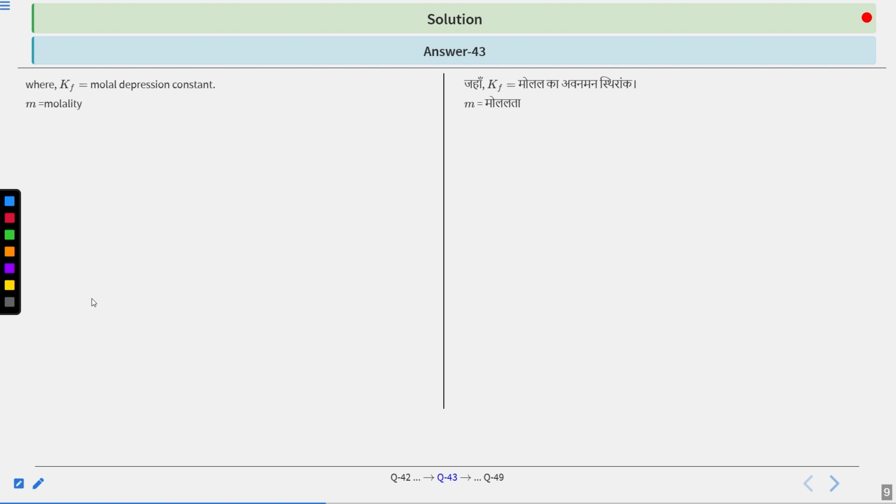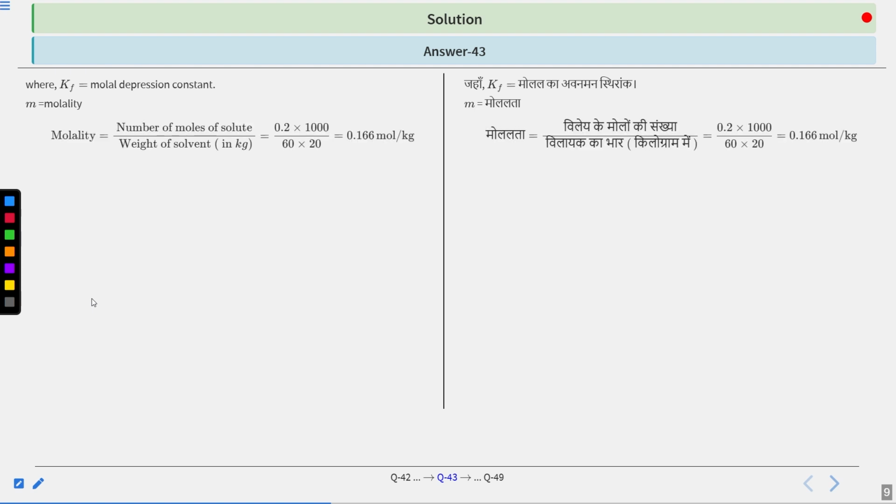Kf is the molal depression constant, we know it very well, and m is the molality. Now what is the formula for molality? It is the number of moles of solute divided by the weight of solvent in kg. The number of moles of solute will be 0.2 by 60, and 20 by 1000 is the mass of solvent in kg. With the help of this, we can calculate the molality, which is 0.166 mole per kg.